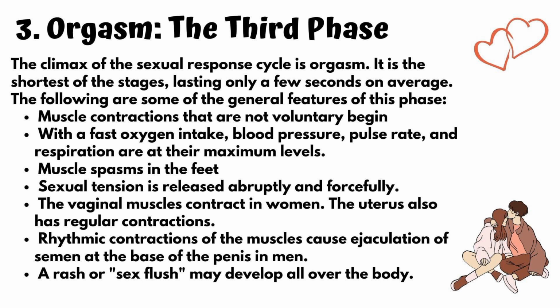spasms in the feet happen, and sexual tension is released abruptly and forcefully, and the vaginal muscles contract in women, and the uterus also has regular contractions, and the rhythmic contraction of the muscles causes ejaculation of semen at the base of the penis in men, and a rash or sex flush may develop all over the body.